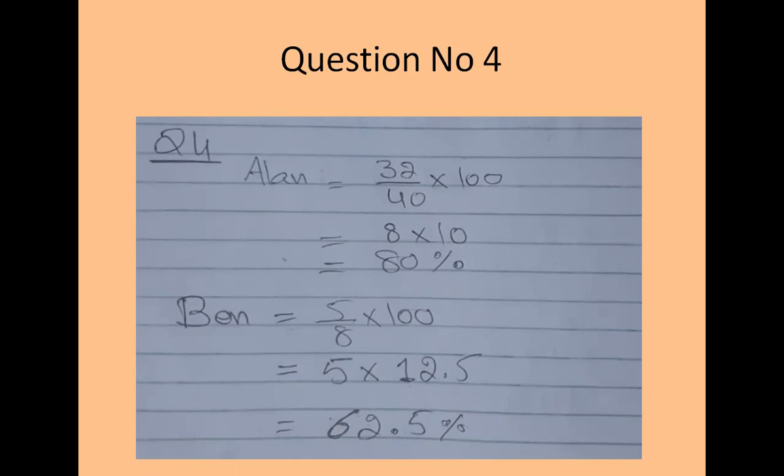Ben got 5 by 8 of the total marks, so I can find its percentage. Simply write 5 by 8 multiplied by 100. You know, when you divide 100 by 8, it will be 12.5, and 5 multiplied by 12.5 will be 62.5. And here you have to calculate yourself. When 100 is divided by 4, that's 25, and 25 further divided by 2 will give you 12.5. So you have to be very smart in mental calculations. So 62.5% is the answer for Ben. Hopefully you understand.